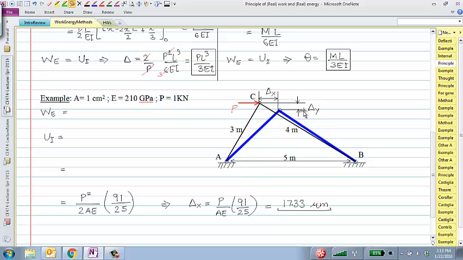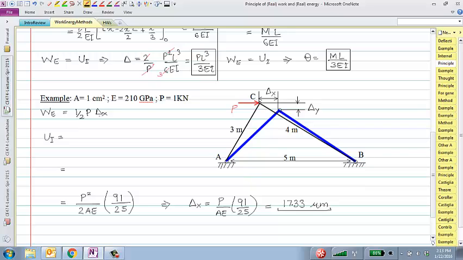What about delta y? Does delta y contribute? No. Why doesn't it contribute? Because it's perpendicular to the applied load, right? So perpendicular to the applied load, it can move as much as it wants. It doesn't contribute to the external work. It's only half times applied load P times delta x. That's the external load. The internal work, how would I calculate that internal work?